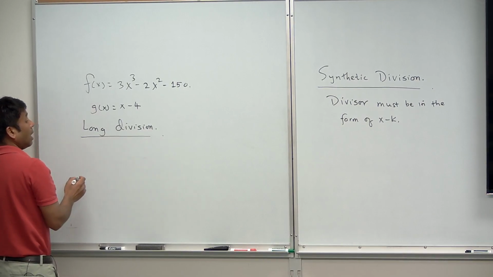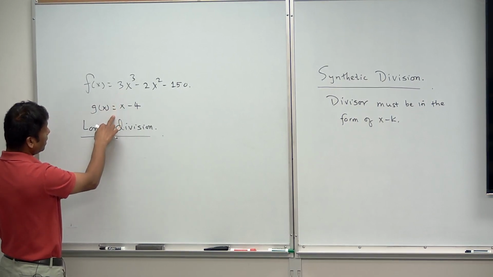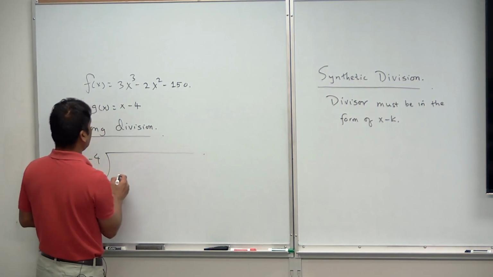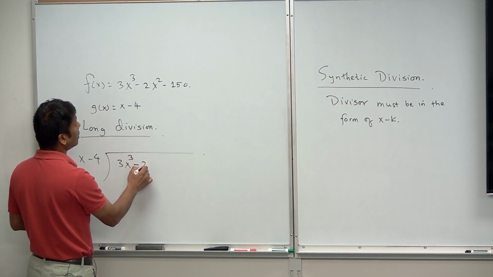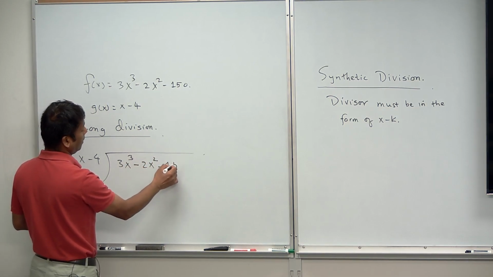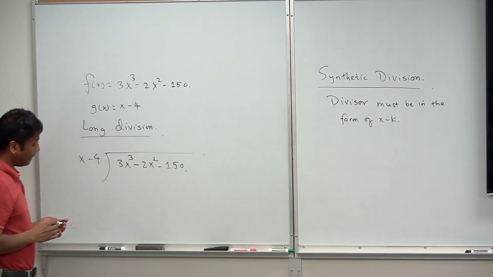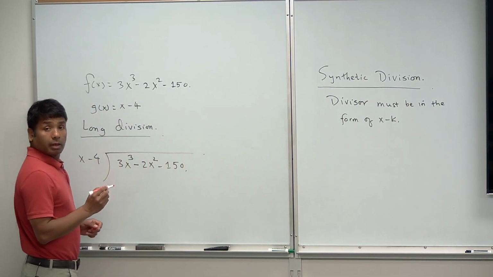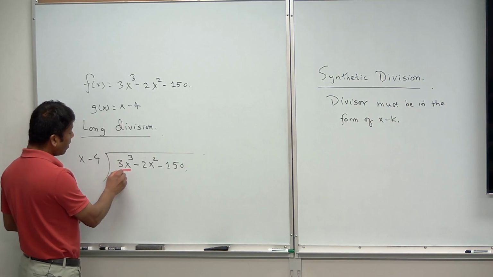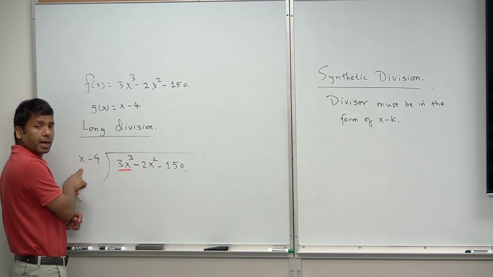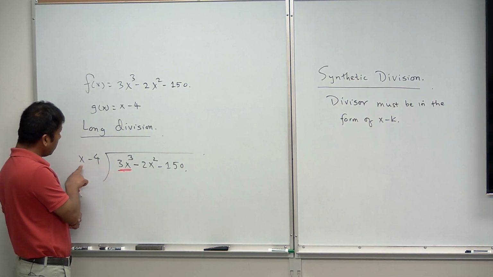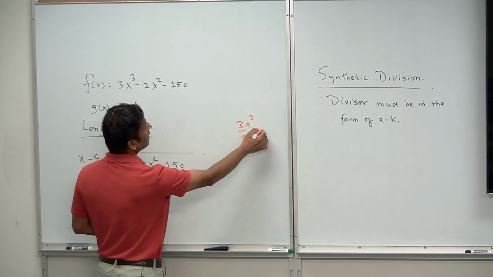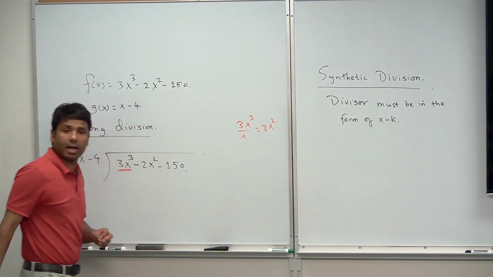So how do you divide this by this? By using long division. So you write down x minus 4 here, and then you have 3x cubed minus 2x squared minus 150. Right? So the first step is you divide the first term of the dividend by the first term of the divisor. So this is 3x cubed and this is x. You divide 3x cubed by x.